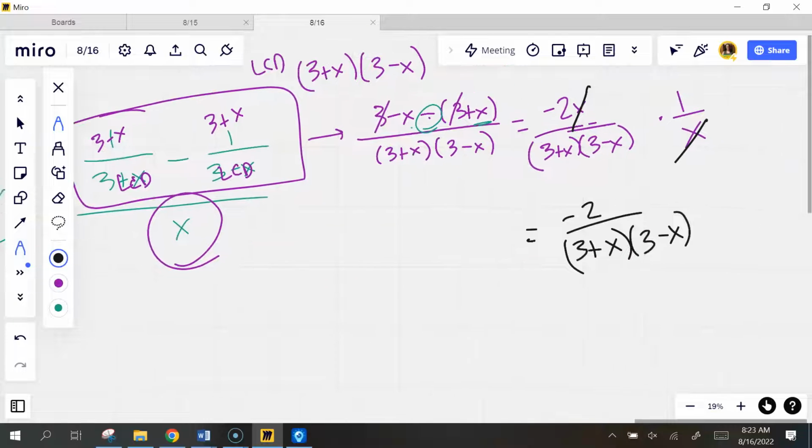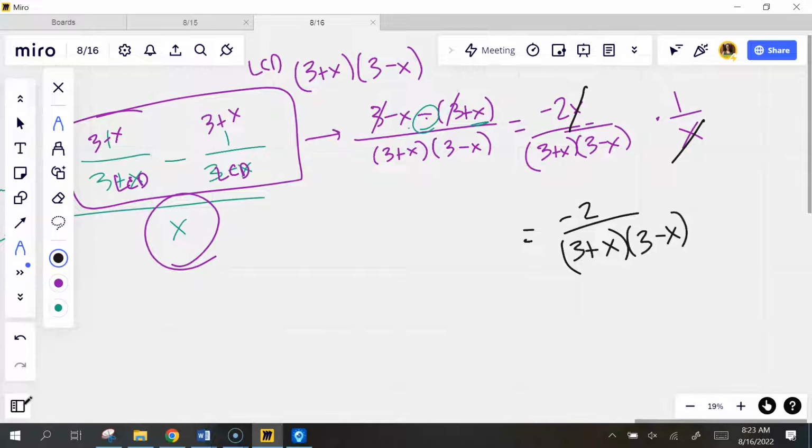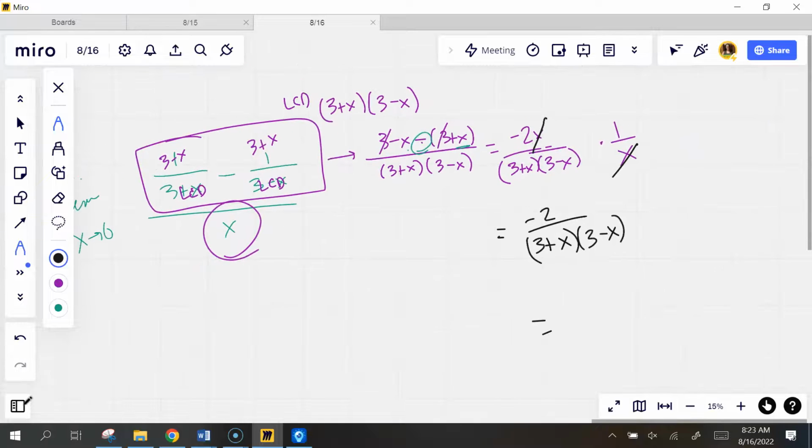What's the limit as x goes to 0 of this? Negative 2 over 9. Multiply. Negative 2, 9. That's thinking algebraic manipulation. Every time.